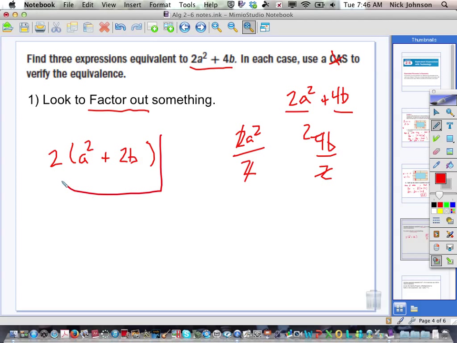So this is another expression that represents 2a squared plus 4b. It's just written in a different way. This might be the 10 pennies that represent 10 cents. It still says the same thing. It's just written a different way.